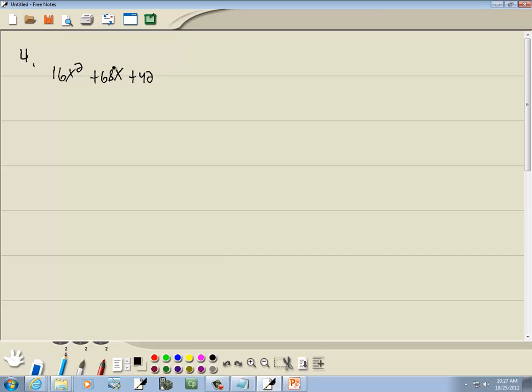Now this one. I start going through my methods. GCF. They have something in common. I'm not quite sure what. At least a 2. Maybe that's it. We factor out a 2. And that gives me 8x squared plus 34x plus 21. And 21 is 3 times 7, so that is actually all I can factor out.